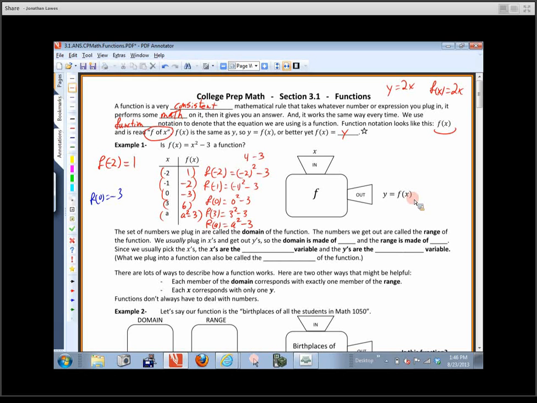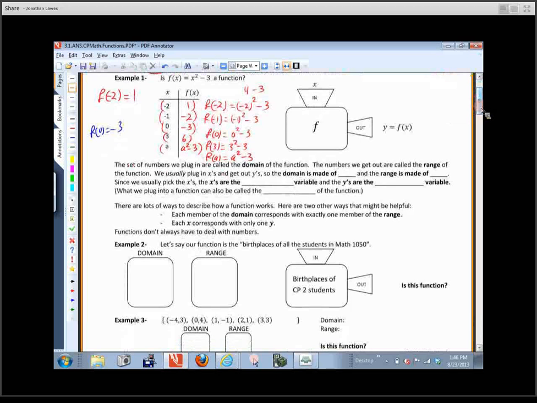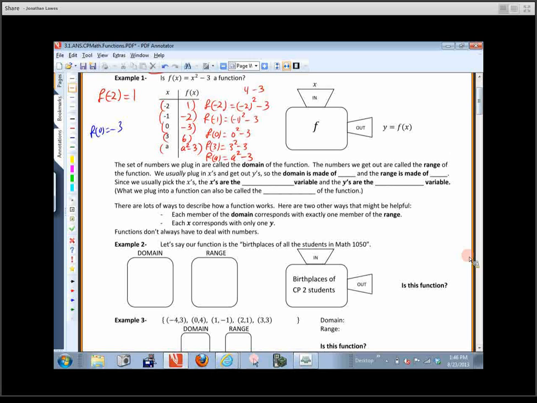So sometimes we draw an analogy between a function and a machine. You put something in, it does something to it, and then it spits out an answer. So let's build on our vocabulary here. The set of numbers we plug in are called the domain of the function. So these would be in the domain of the function. The numbers we get out are called the range. And since we usually plug in x's and get out y's, the domain is made of x's and the range is made of y's. Now that's not always the case, but usually, especially if we're graphing on the xy plane, that's what we're going to be dealing with.